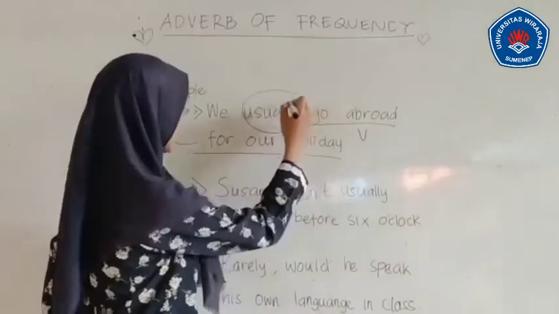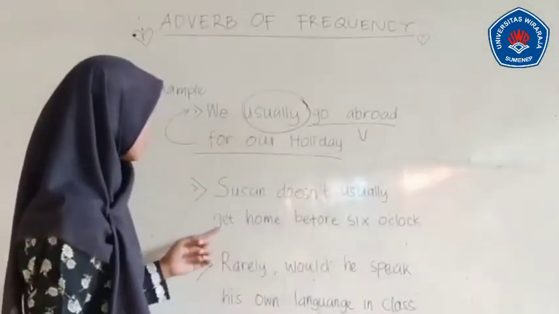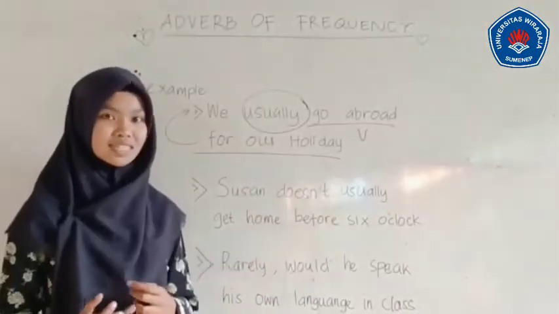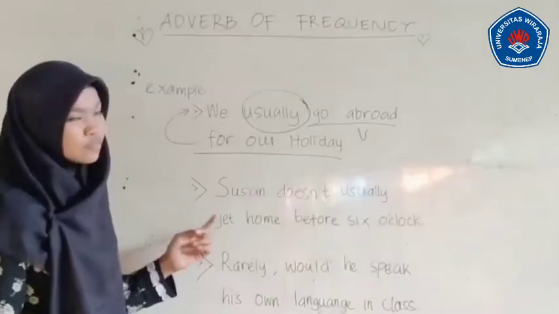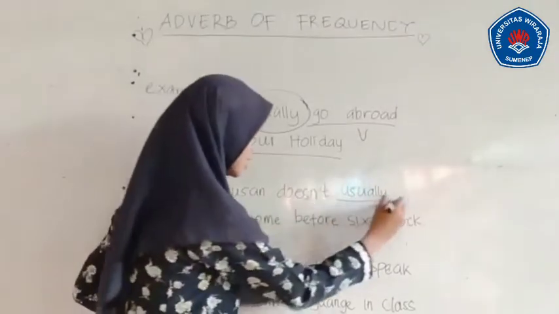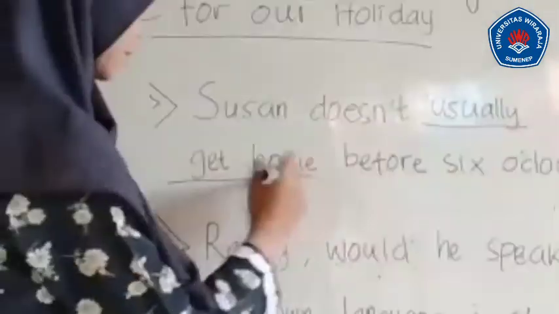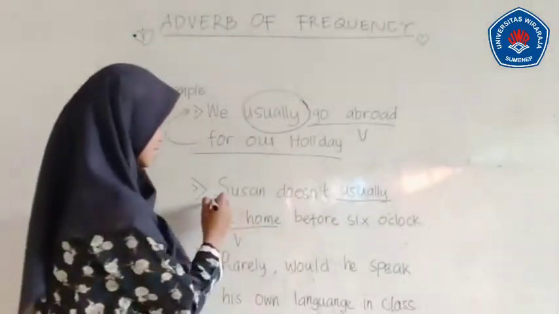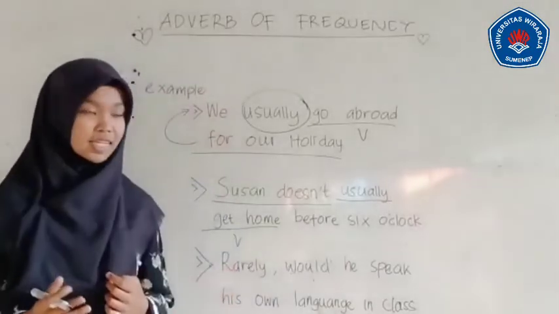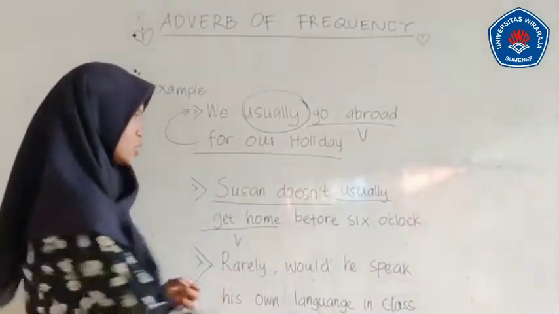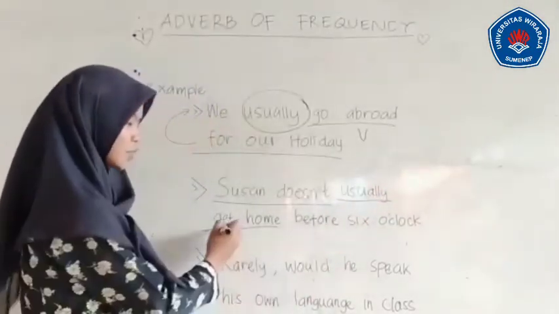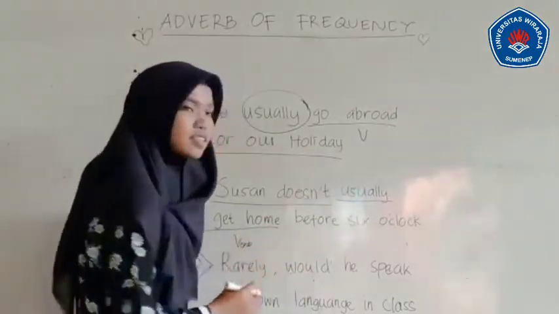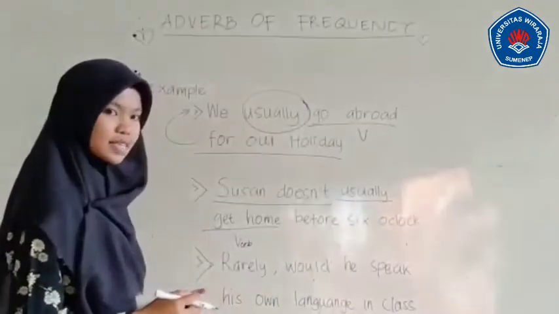Usually. Let's take a look at the next example with the negative sentence. Susan doesn't usually get home before 6 o'clock. Here, the adverb of frequency usually is placed before the main verb, even though I have a negative sentence, right? Susan doesn't. That's a negative sentence. So you can see usually is placed before the main verb. Next, let's take a look at this example.